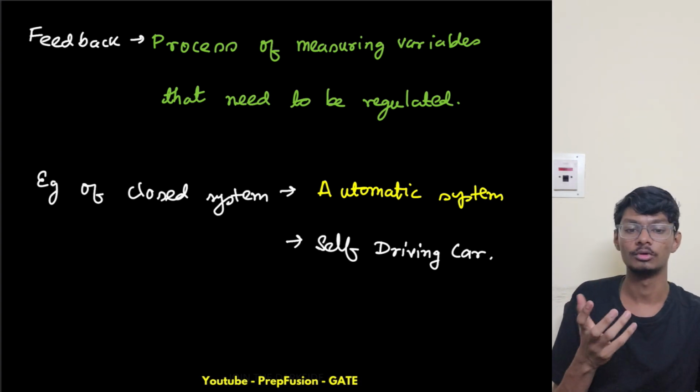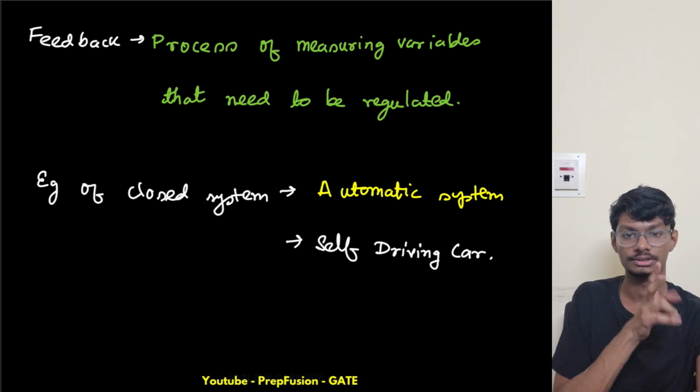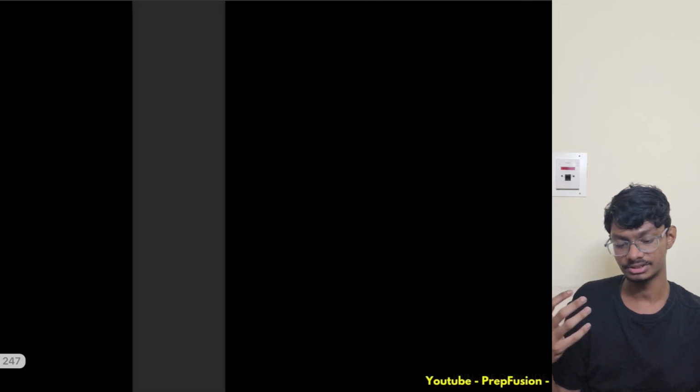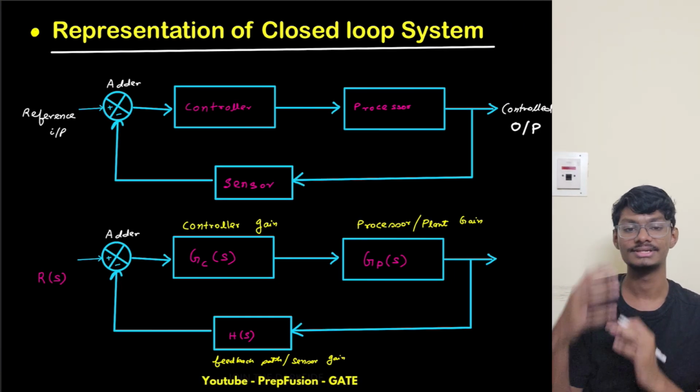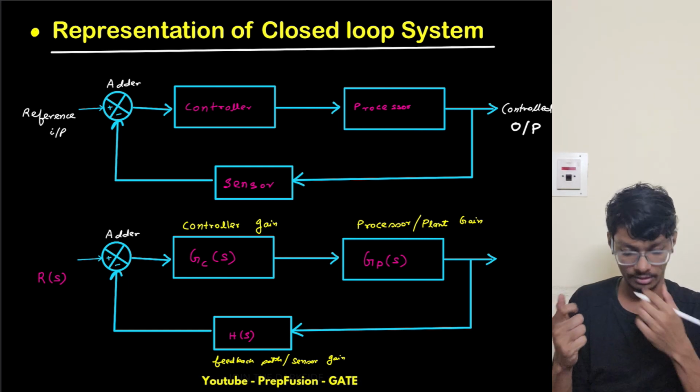Now, like I told you, feedback is of two types that we will study. Now let us do the representation of closed loop system. So what does each term mean here? Okay, very important to understand.